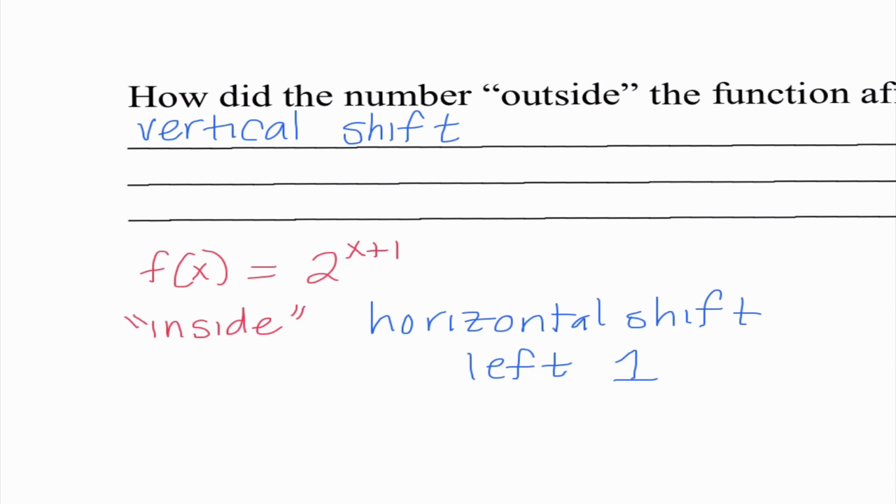With graphing, we can do one of two things. We can always make an XY chart, or we can use our knowledge that we've learned already about vertical shifts and horizontal shifts to make things a little bit easier.